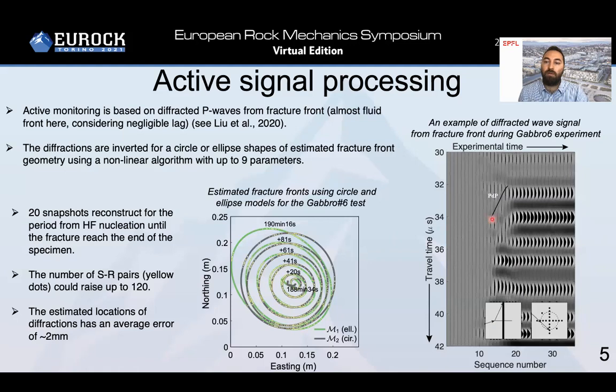From the active signals, we are able to read the diffracted P waves from the fracture front. These arrival times give us the location of the fracture front at that time. Using a nonlinear Bayesian inversion algorithm, we are able to reconstruct the fracture front, and we can estimate its shape using an ellipse or circle. For this test, we were able to reconstruct 20 snapshots during the experiment, which lasted about 3 minutes. Of course, the higher the number of source receiver pairs, the better the result. In this test, we had a resolution of about 2 millimeters for reconstruction of fracture fronts.